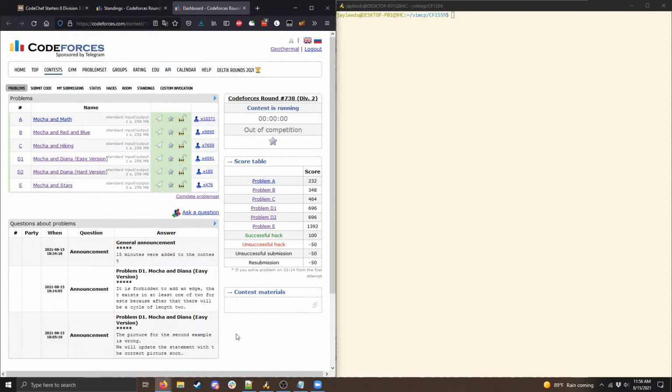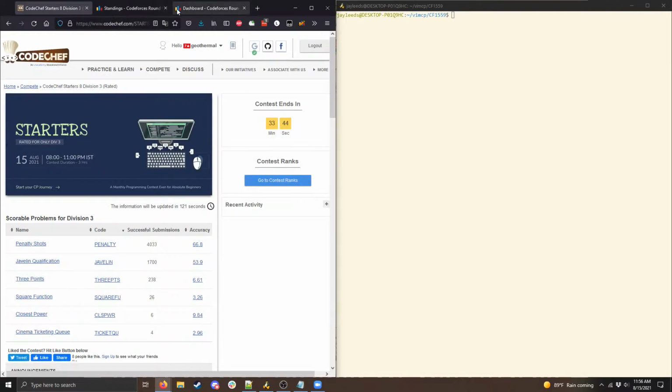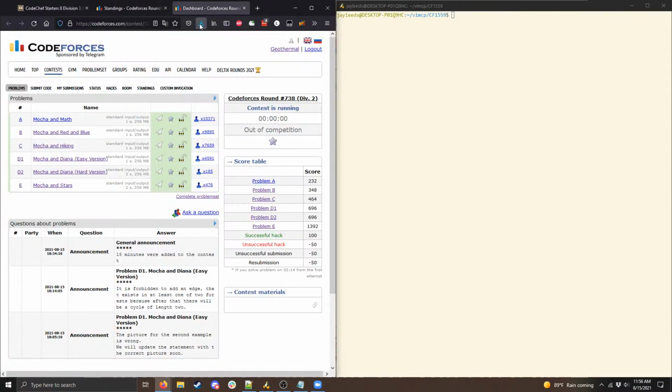Okay, so today was Codeforces Round 738 and also CodeChef Starters 8. The CodeChef contest has about half an hour left, so I'm going to start by going over the problems from the Codeforces round, and by the time we finish with that, CodeChef should be over, and then I will go over the problems from that contest too. So 2 contests today, lots of problems to get through. Let's go ahead and get right to it.